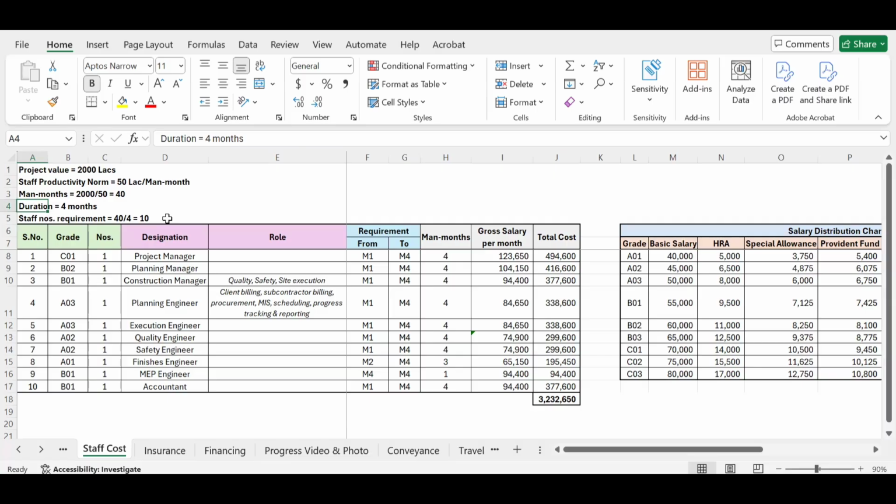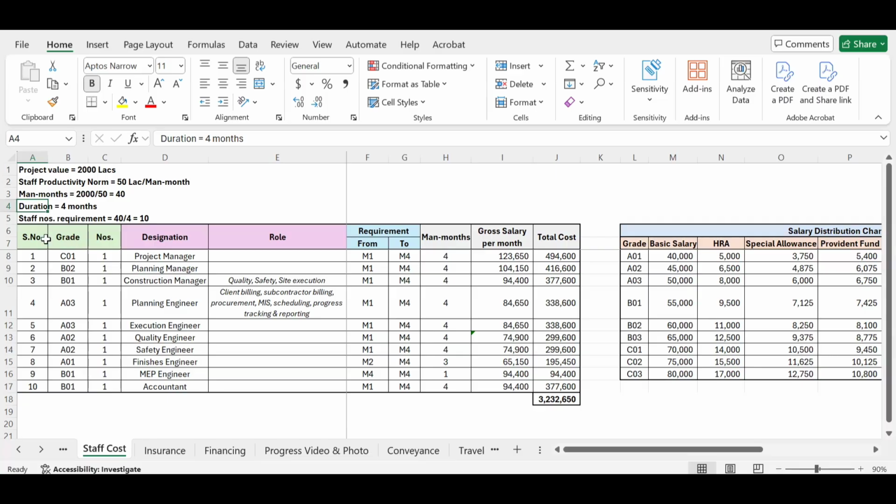So this is just an approximate number. It might be 11 also, it might be 9 also. So usually in the starting, the staff will be less. It might be 9, but towards the peak, like in the second and third month, we might have 11 or 12 staff also. But towards the fag end of the project, we might have 7 to 8 staff also. So approximately I am taking 10 staff per month.